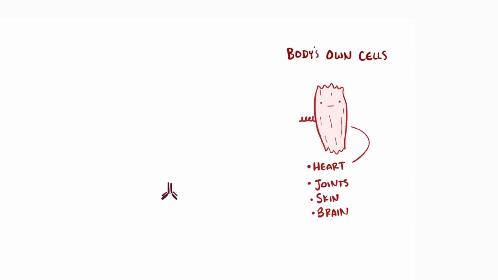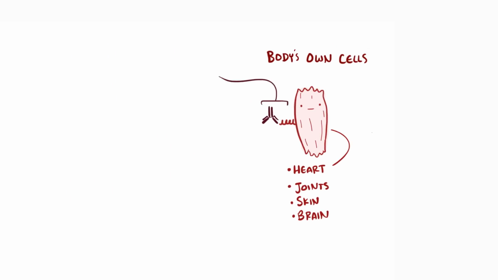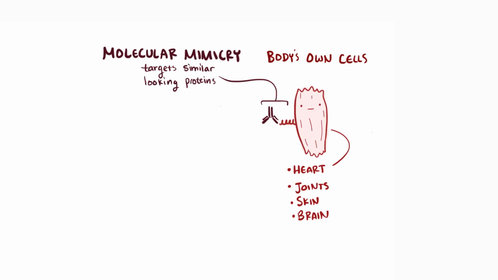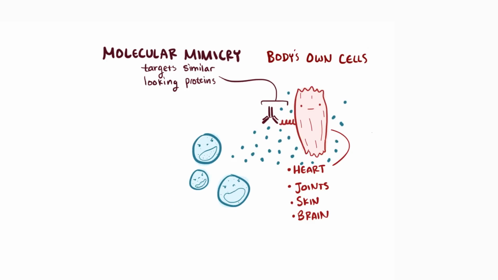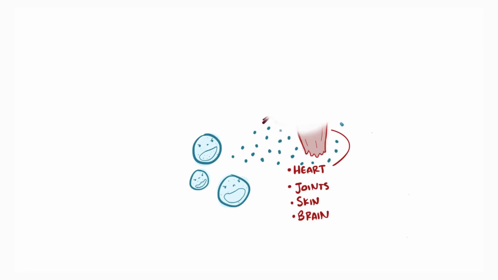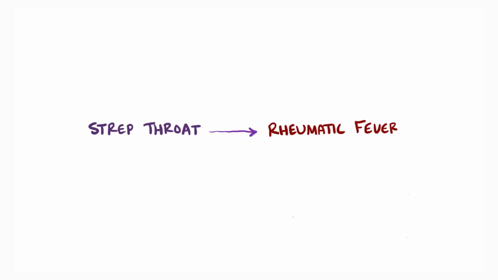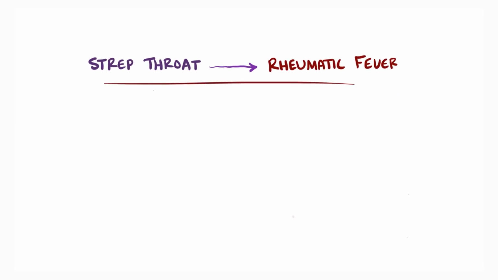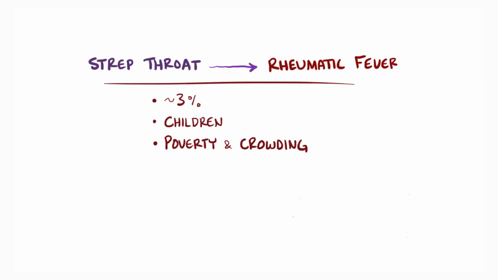This phenomenon, where antibodies accidentally target proteins on our own cells because they look like the proteins on foreign cells, is called molecular mimicry, and is an example of what's called a type 2 hypersensitivity reaction. Once bound to cardiac tissue, the antibodies activate nearby immune cells, which causes a cytokine-mediated inflammatory response and tissue destruction. Obviously, though, not everyone that gets strep throat gets rheumatic fever, right? And it's actually only a small minority that get it, estimated around 3%. And it's more likely to happen with children or people in areas of poverty and crowding.